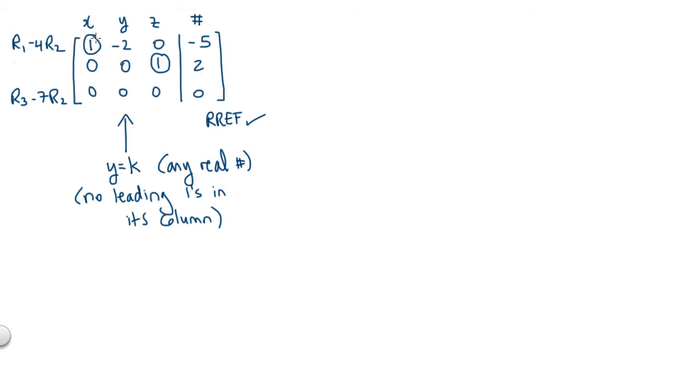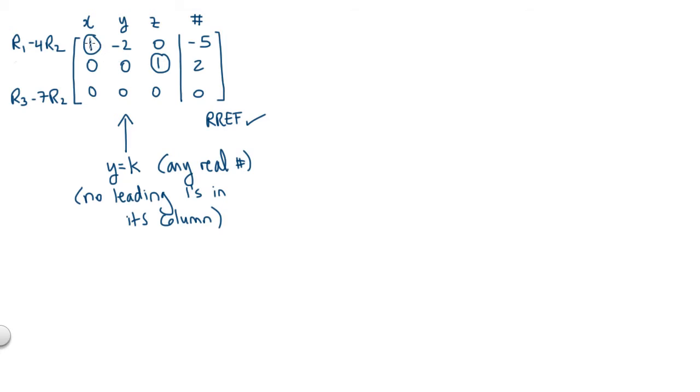So remember, we identified the leading 1s earlier by looking at the rows. We found the first non-zero entry in each row, and we circled those. But in writing down the solution to the system, it's really the columns that do not contain leading 1s that are going to be of the most interest to us. So we've got y equals k, y is equal to a parameter. So this solution is going to have 1 parameter in it.